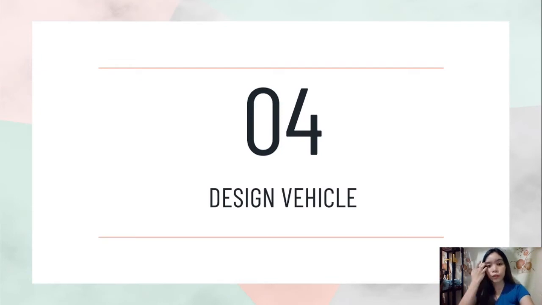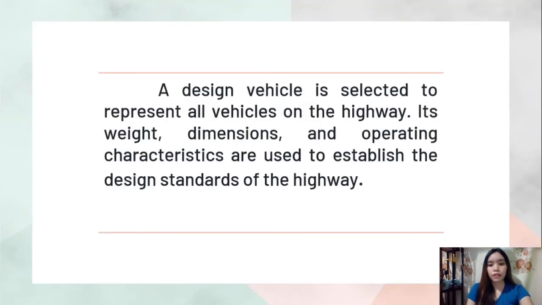And the fourth one is the design vehicle. A design vehicle is selected to represent all vehicles on the highway. Its weight, dimensions, and operating characteristics are used to establish the design standards of the highway. The different classes of vehicles and their dimensions were discussed in Chapter 3.